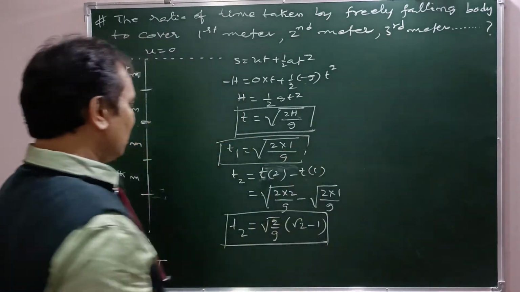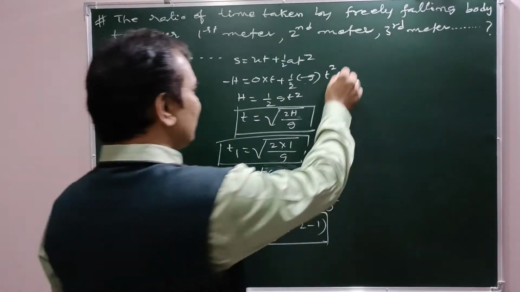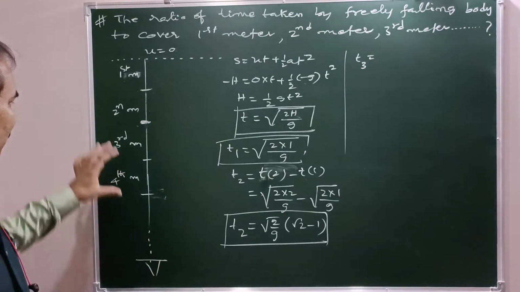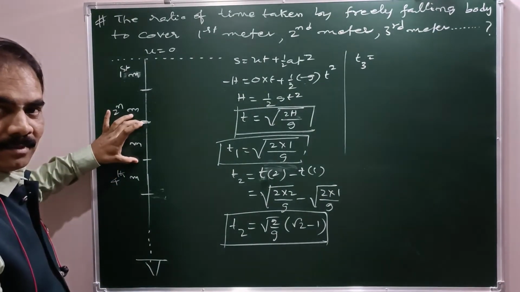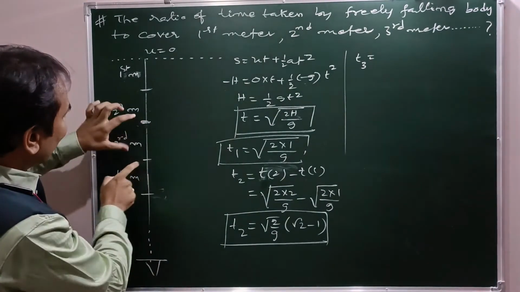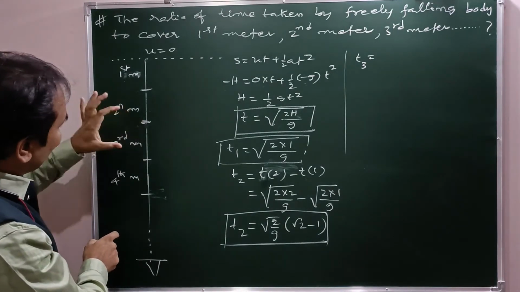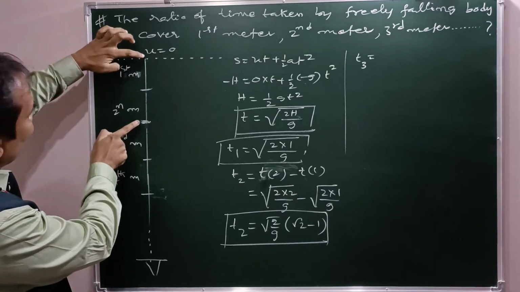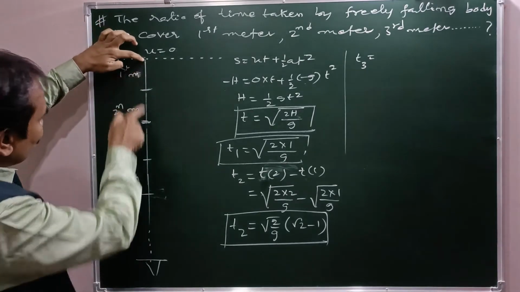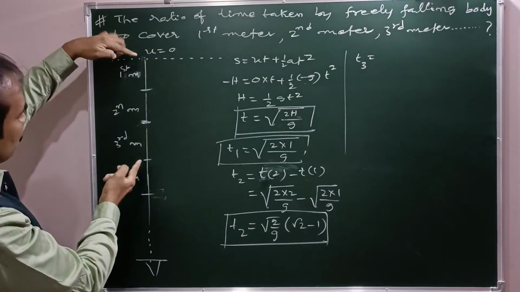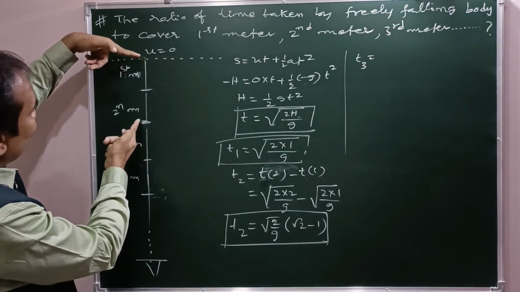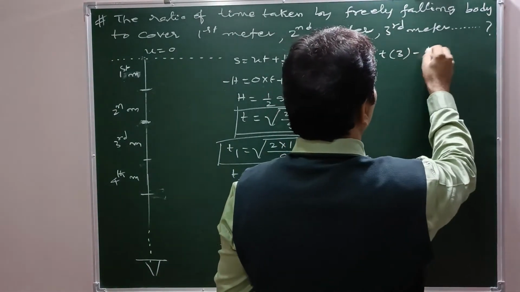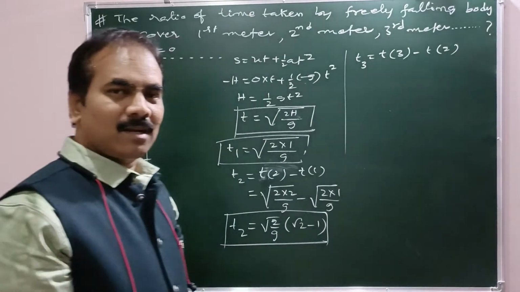Right? Now how to get t3? Time taken to cover especially third meter. See, this is what third meter. How to get this? Time taken to cover third meter means the total time taken to cover 3 meters minus total time taken to cover 2 meters. Right? From here to there 3 meters, from here to there 2 meters. So time to cover 3 meters minus time to cover 2 meters. That is t of 3 minus t of 2.